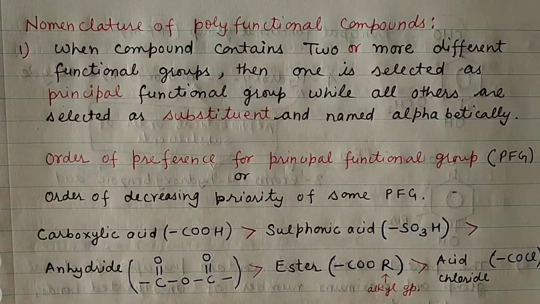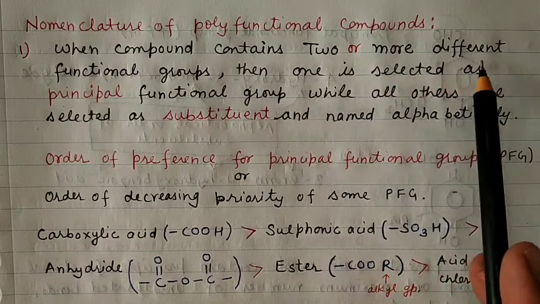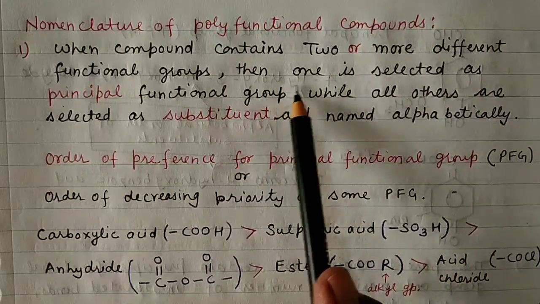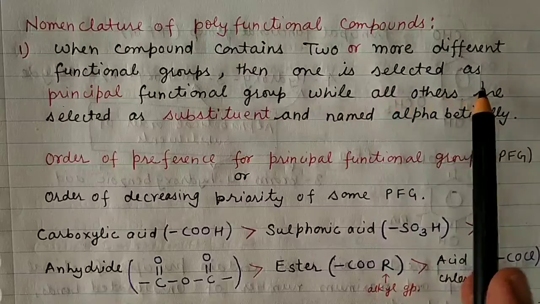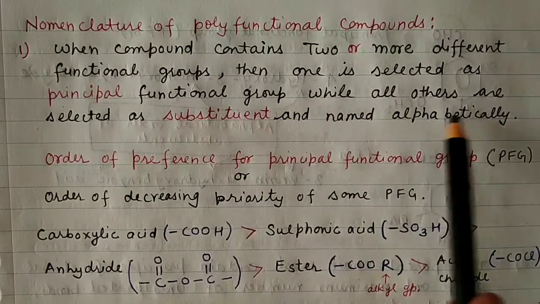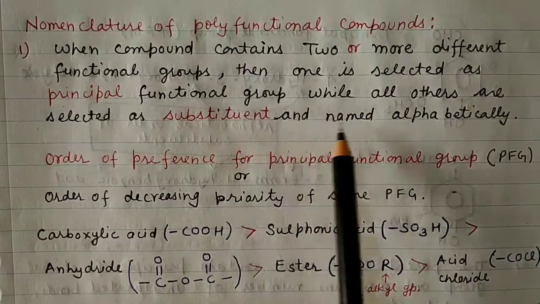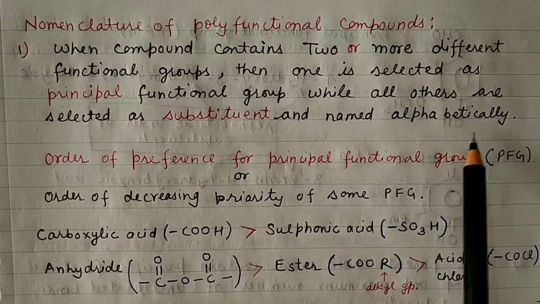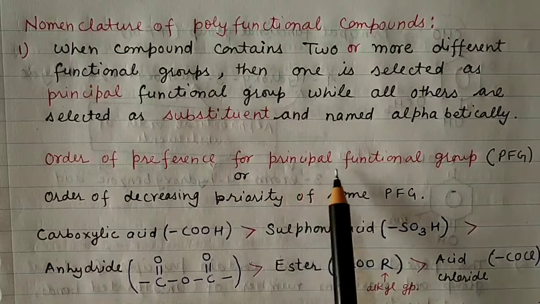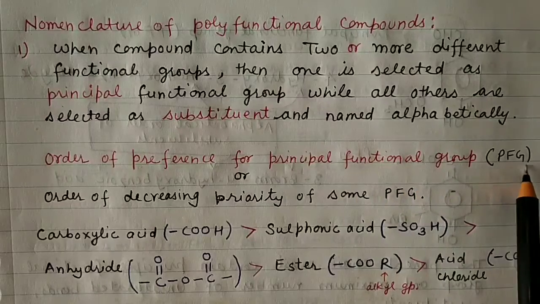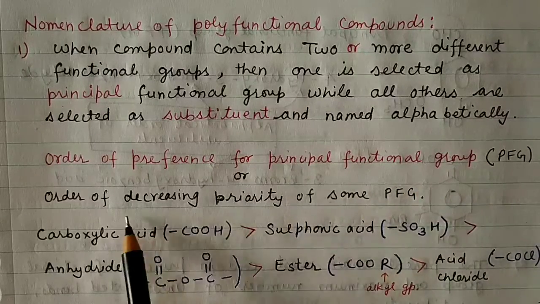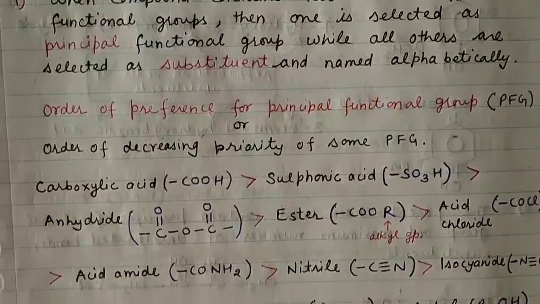Next is the nomenclature of polyfunctional compounds. When the compound contains two or more different functional groups, then one is selected as the principal functional group, while all others are selected as substituents and named alphabetically. Now the order of preference of the principal functional group, that is PFG, or the order of decreasing priority of the principal functional groups.